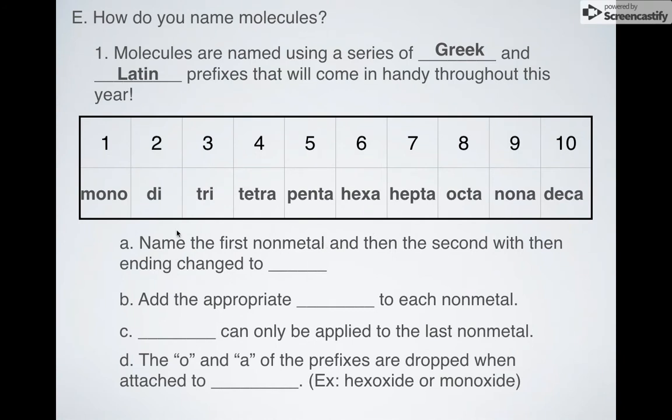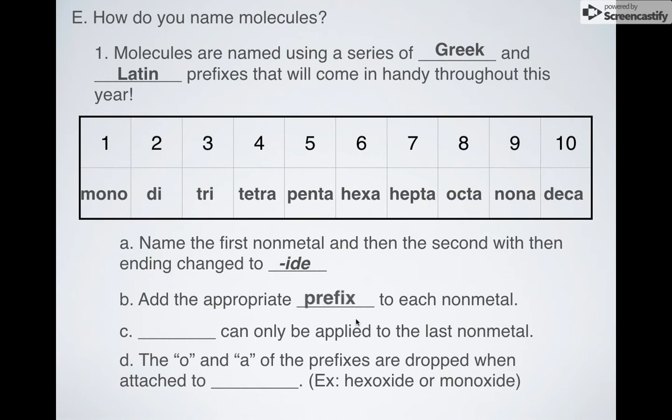And the rules are pretty similar to ionic ones, except we're not looking at charges, right? So the first thing you need to do is name the first nonmetal and then the second. But with the second one, it always has to end in "ide," just like in ionic compounds. That's why it's not carbon monooxygen, it's carbon monoxide. Everything always ends in "ide." That's why it's carbon dioxide. It has to end in "ide," even if it's a molecule.